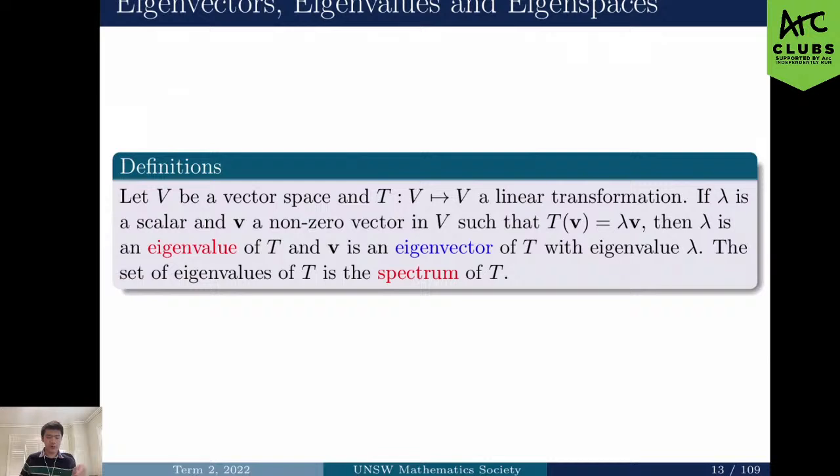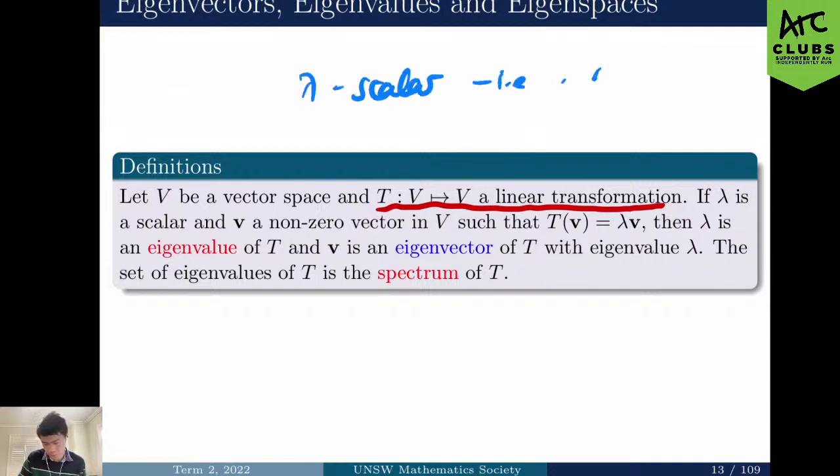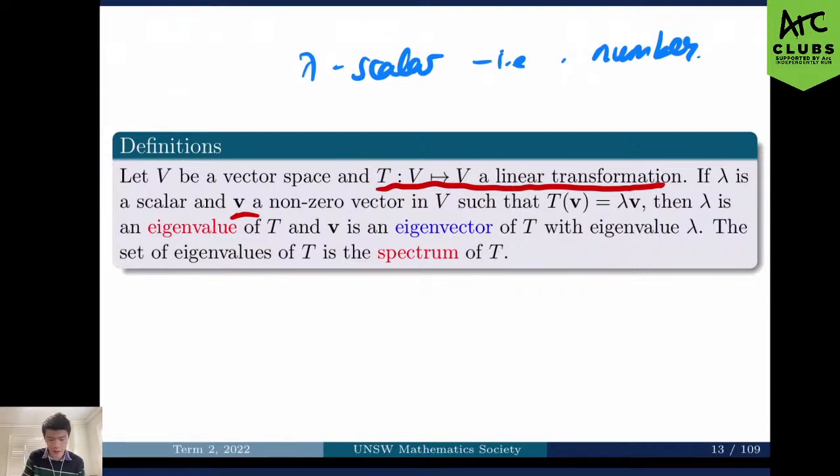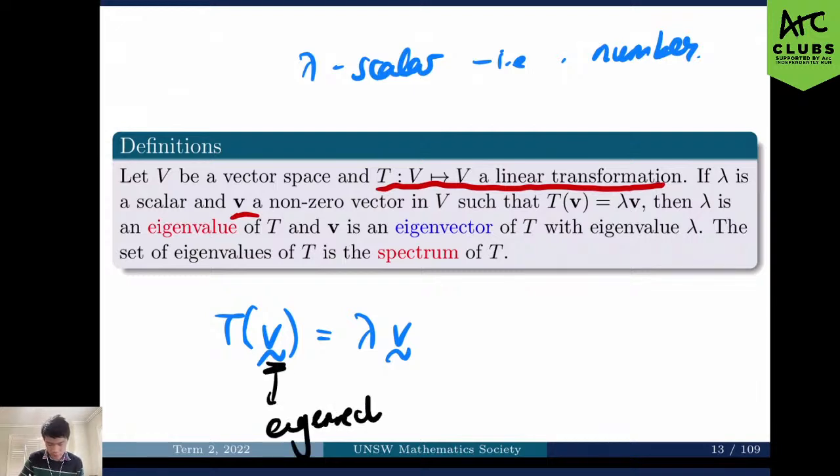Cool. So basically we're looking at a vector space and a linear transformation t on that vector space. And if lambda is a scalar, so just a number, and v is just a non-zero vector, then you've seen this from first year. If we apply t to this vector, and we get a multiple of the original vector, so lambda v, then this is called an eigenvector, and this is called an eigenvalue.